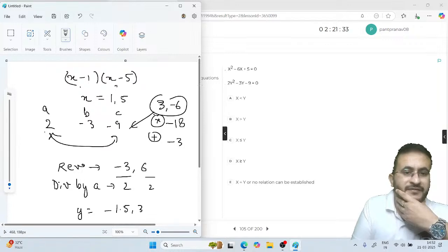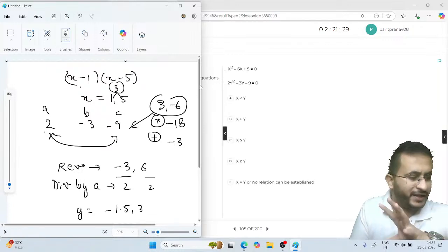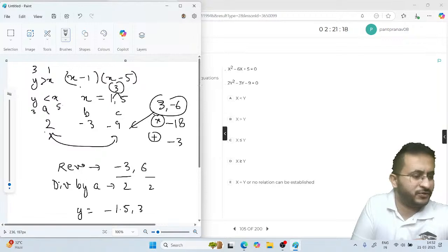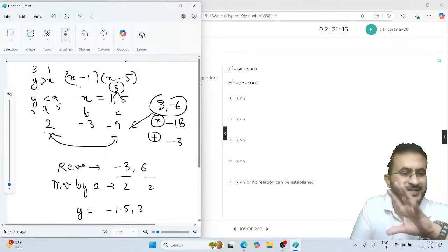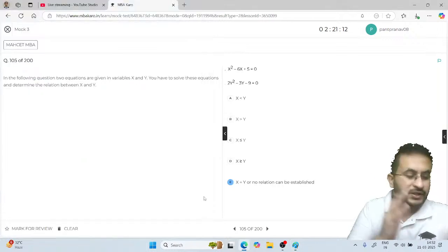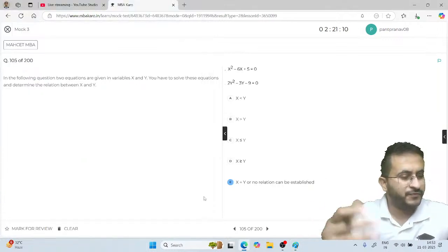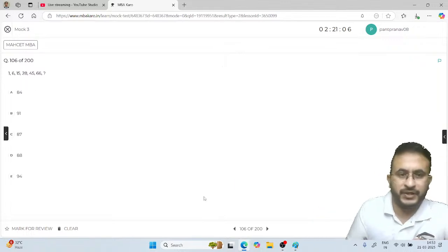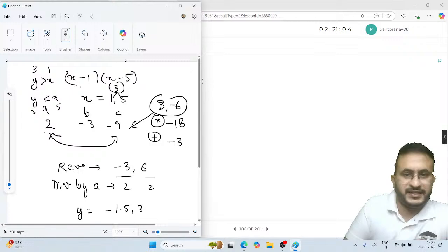Now if you take y is equal to 3, it is between the two values of x. So here y is greater than x in one case. Like if you take y 3 and x 1, and if you take y 3 and x 5, y is less than x also, right? So there is no relation. So whenever one value comes between the two values of the other variable, we cannot determine this relation. Okay, all right. So next is a series based question.